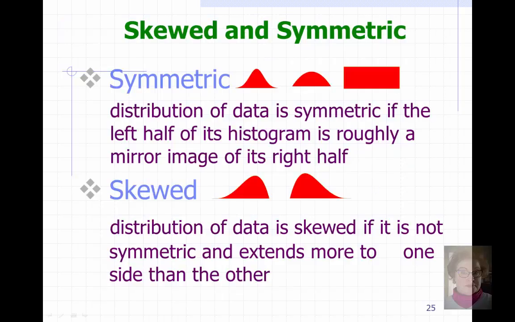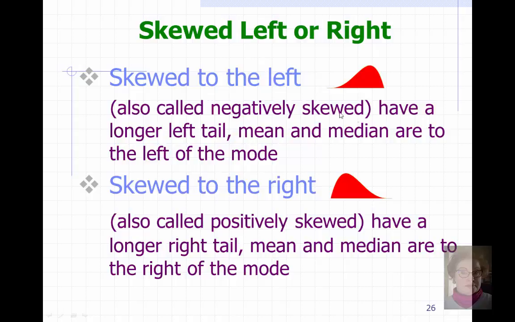Now let's talk about the shape of the data, which we talked about in Chapter 2. Remember, we have symmetric distributions if we can fold it in half and both halves are roughly the same. We have skewed when they're not symmetric. This one, where the tail extends to the left, is left skewed. This one, where the tail extends to the right, is right skewed. Skewed to the left is also called negatively skewed, and skewed to the right is also called positively skewed.